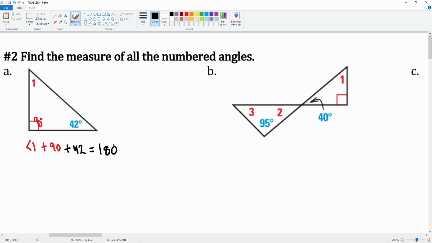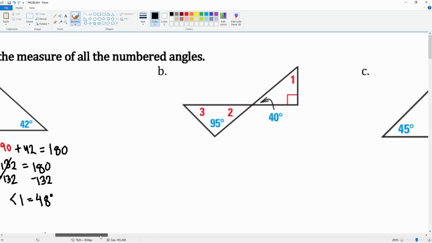So 90 plus 42, we want to simplify that first. That gets us 132. So angle 1 plus 132 degrees is equal to 180. Subtract 132 from both sides. This cancels, leaving you that angle 1 is equal to 180 minus 132, which is 48 degrees.